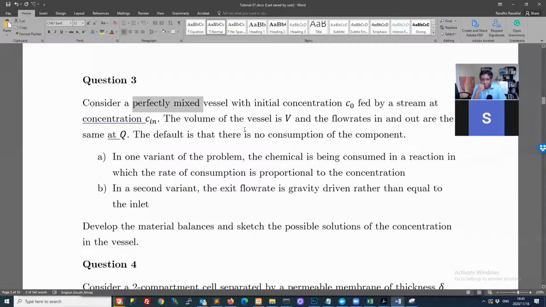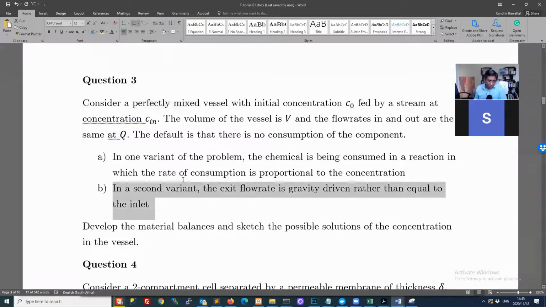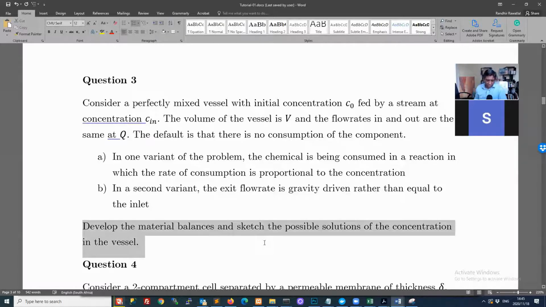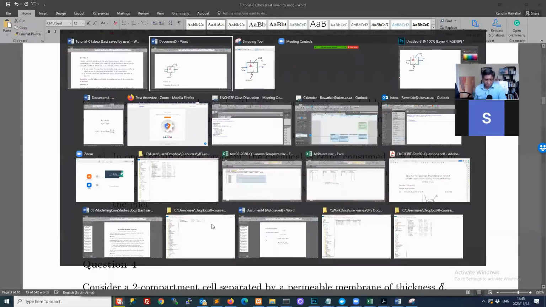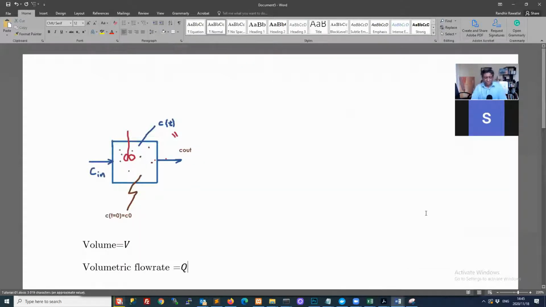And now the default is that there's no consumption of the component. When I say default, that's because you'll see later in the problem we do something else. So by default there's no consumption, but we might later on have consumption. So we want to develop the material balance and sketch the solutions. Let's derive the material balance here.